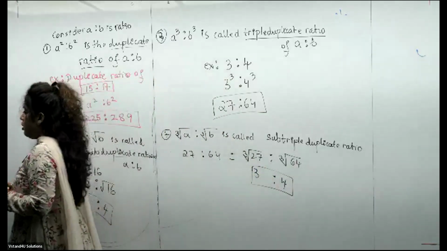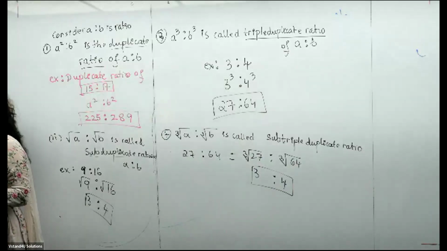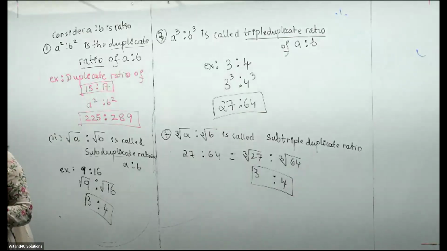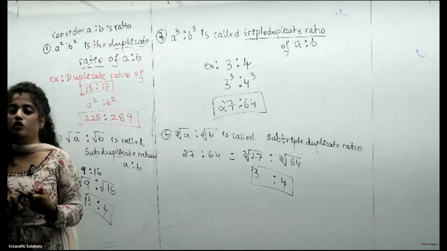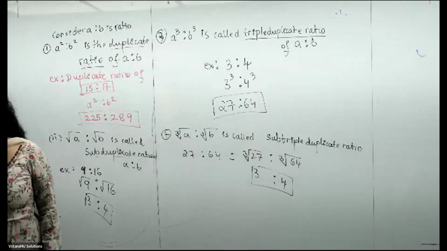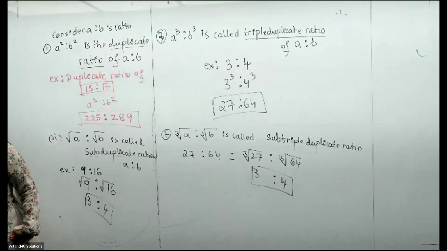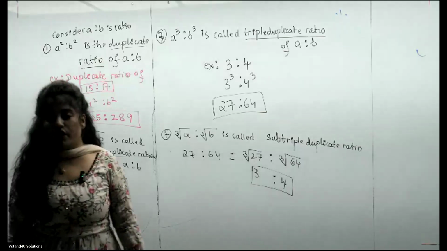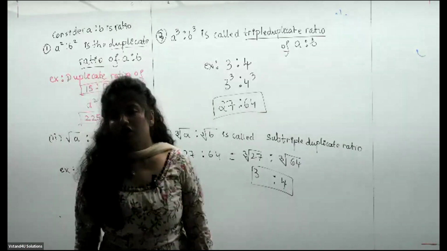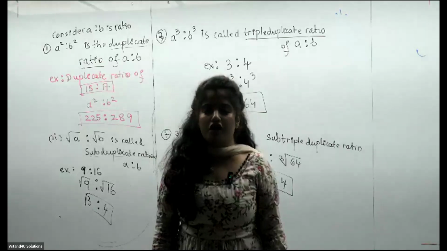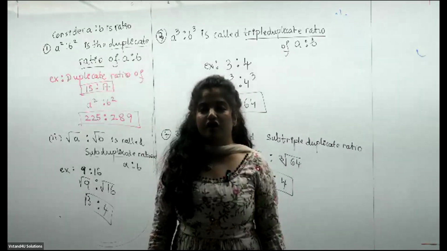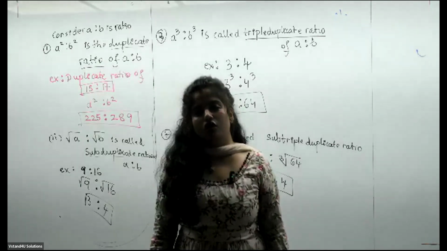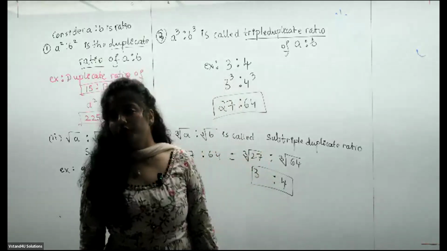Clear? What are the different types of ratios? The different types of ratios are duplicate ratio, sub-duplicate ratio, triple duplicate ratio, and sub-triple duplicate ratio. Clear? How do you represent duplicate ratio? A square is to B square. Sub-duplicate ratio, square root of A is to square root of B. Triple duplicate ratio, A cube is to B cube. Sub-triple duplicate ratio, cube root of A is to cube root of B.